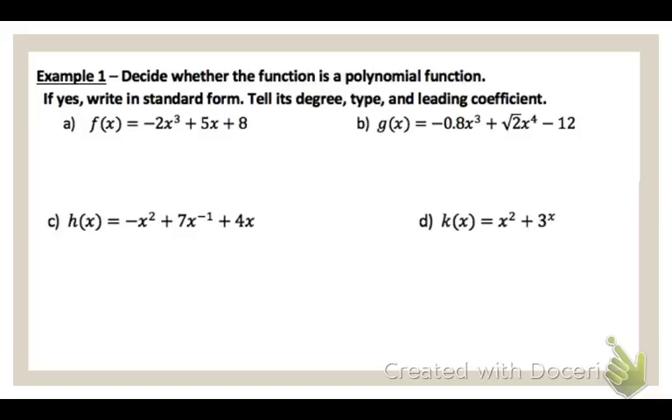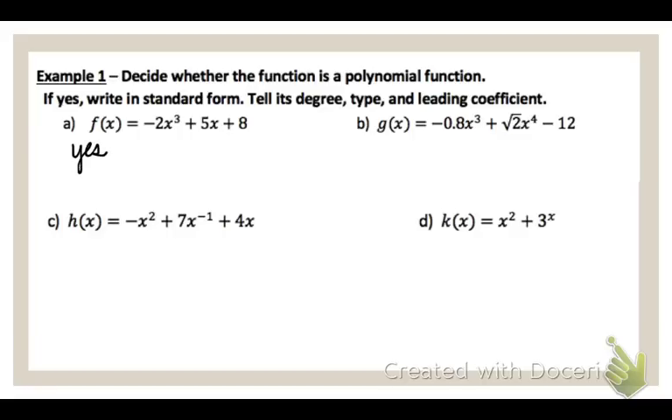So now let's do a little classifying. So we're going to first decide whether the polynomial is a function, and if it is, we're going to write it in standard form and then tell its degree, type, and leading coefficient. So with A, we have f of x equals negative 2x to the 3rd power plus 5x plus 8. So I'm looking at the exponents, and all of the powers of the exponents are whole numbers, and now I'm looking at the coefficients, and those are all real numbers. So yes, this is a polynomial.